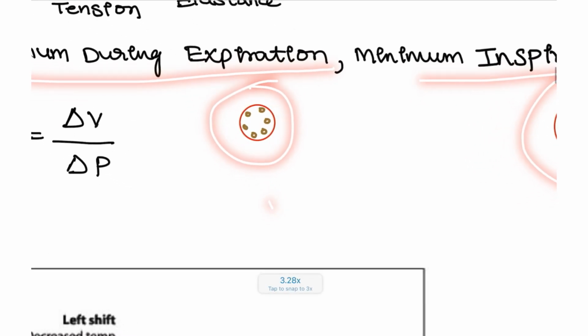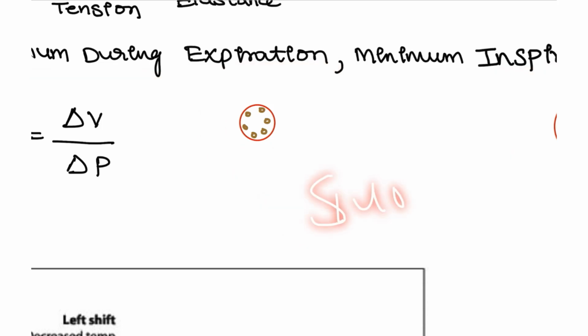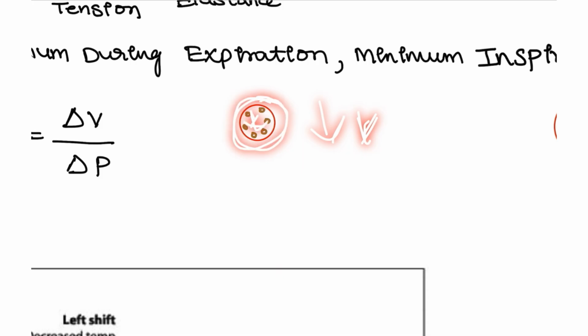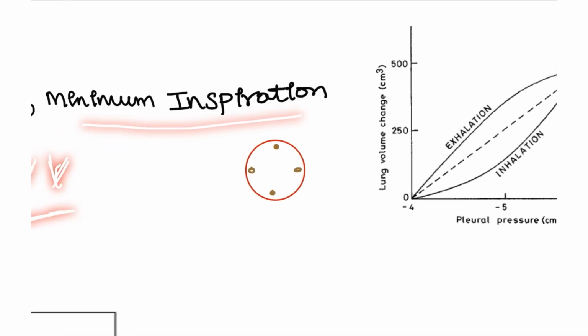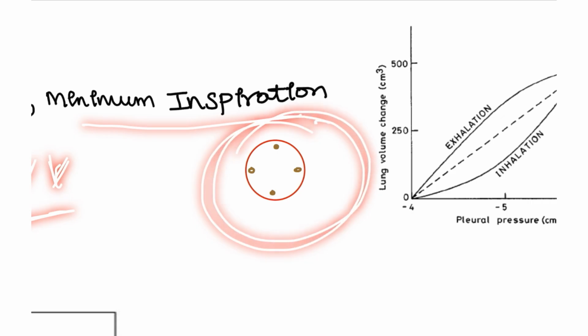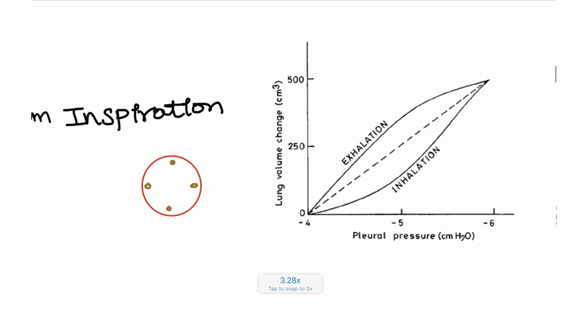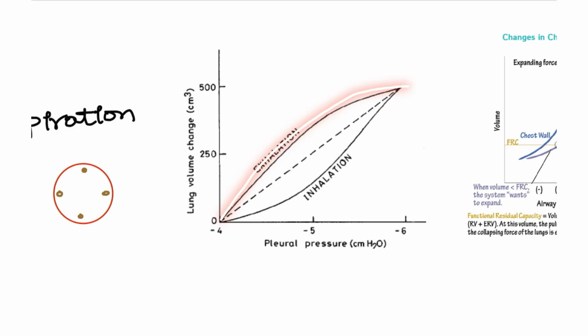Why? Because I said that surfactant is going to maintain the lung compliance. So if there is more surfactant, there is more lung compliance, right? So whenever there is expiration, the volume is decreased, right? When the volume is decreased, the alveoli become small and all the surfactant comes together, which will increase the lung compliance. Whereas in inspiration, the lung compliance is less because the lung volume is more and the surfactant is scattered, so compliance will be less. So that's why exhalation has the maximum and inhalation has the minimum.